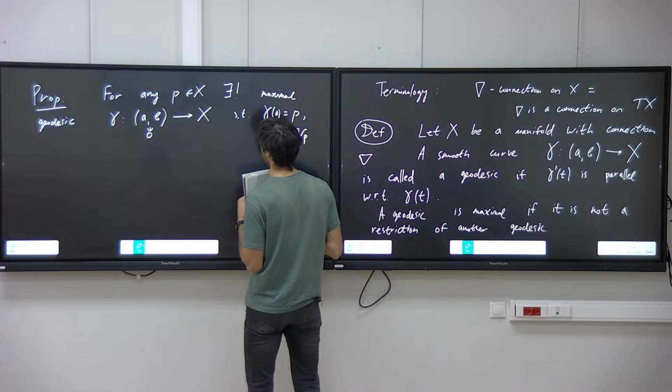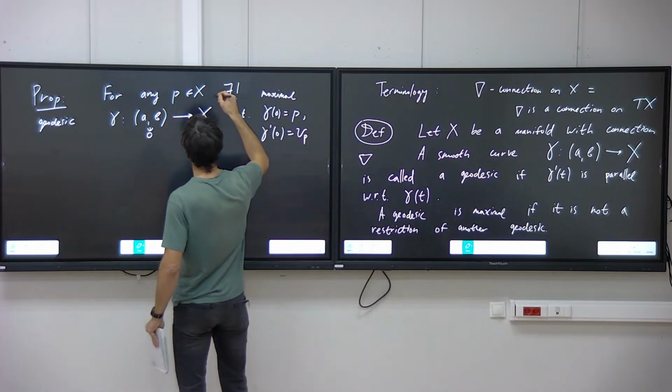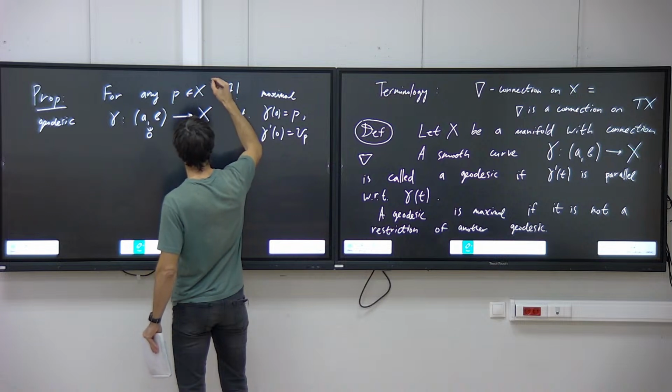Oh, okay. I didn't fix enough data, so I also need to fix here v_p in T_pX.